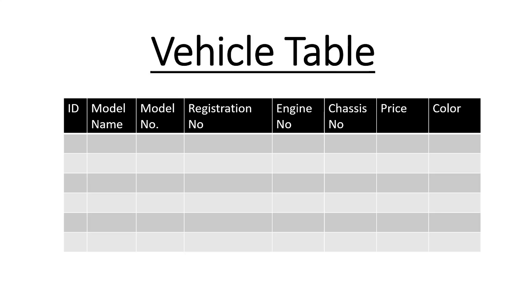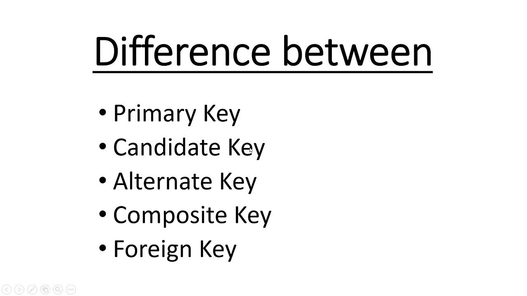A bit confusing, but with this particular example you can understand the difference. If I make ID my primary key, then the other three will become my alternate keys. So one will become the primary key and the rest will be called the alternate keys. That's the difference between a primary key, the candidate key, and the alternate key. Now, what exactly is a composite key?